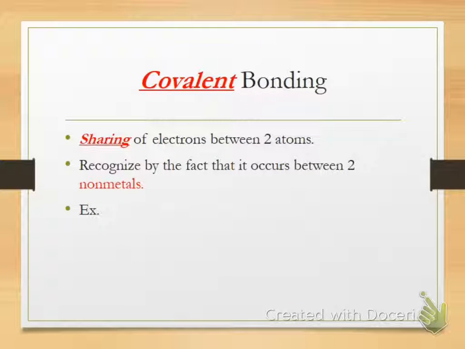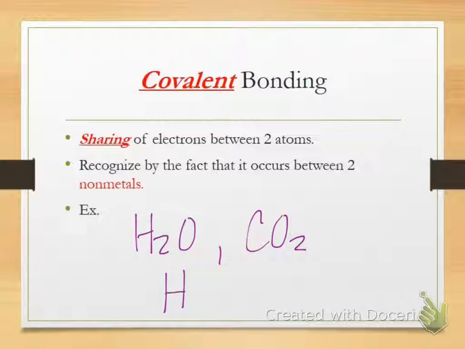When we have a covalent bond, we are sharing electrons between two atoms. We recognize this by the fact that it's between two nonmetals. Examples of covalent could be water, CO2, or hydrogen, which is a diatomic molecule. So those are some examples of covalent between two nonmetals. Okay?